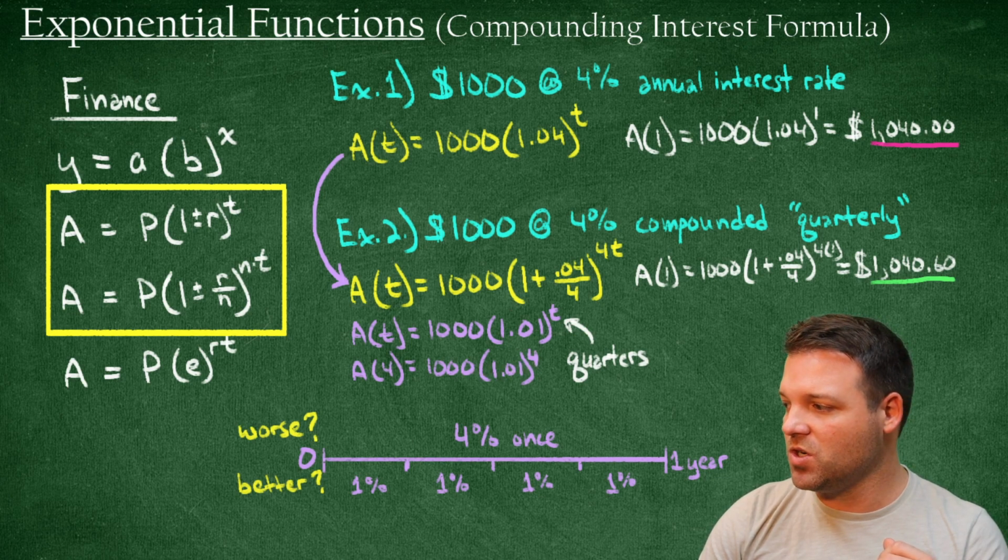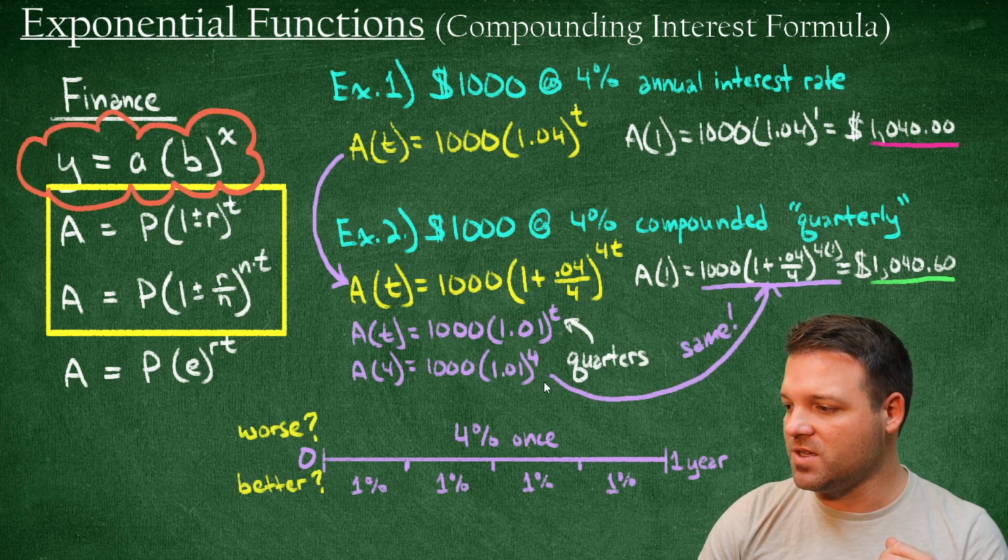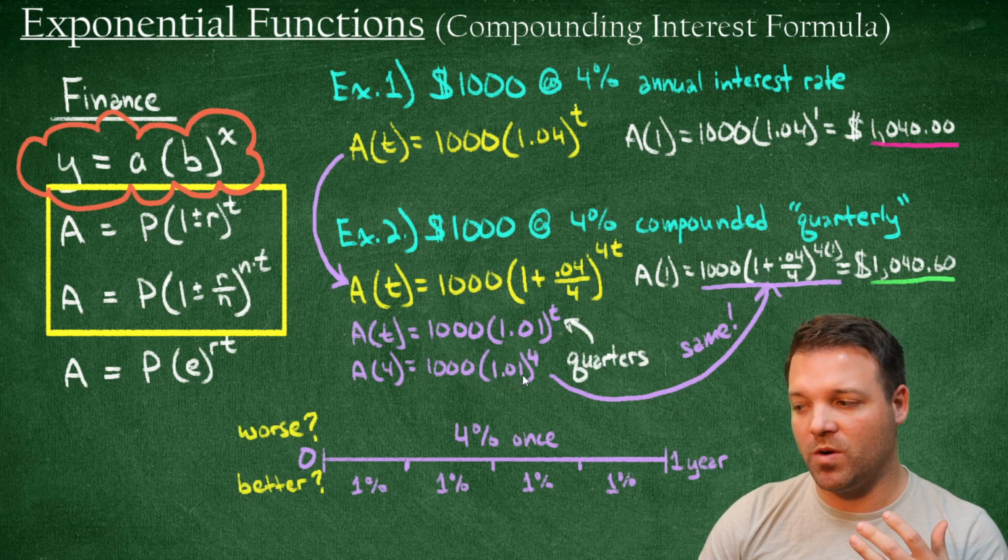And I want you to notice that right here, these two are identical. This 1000 times 1.01 to the fourth power, if you simplify this, 0.04 divided by 4 is 0.01, getting us 1.01.